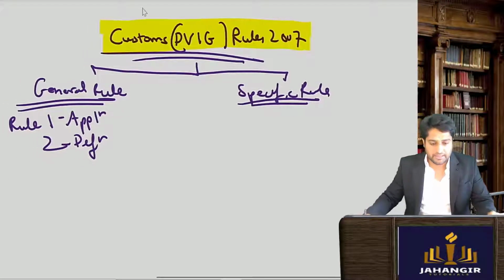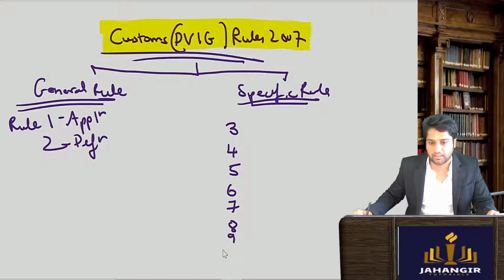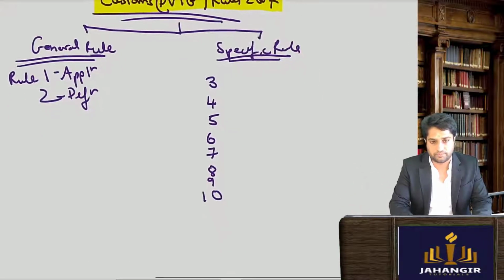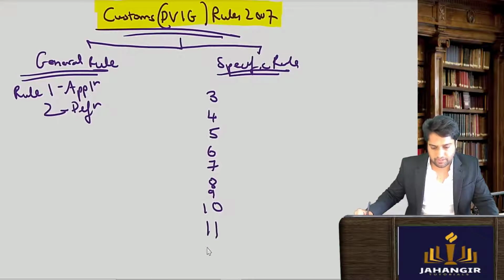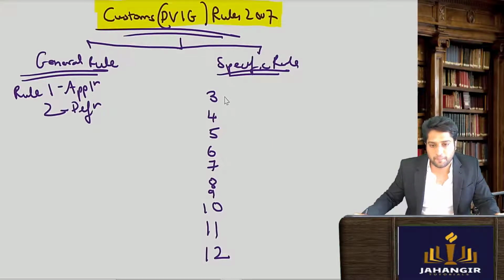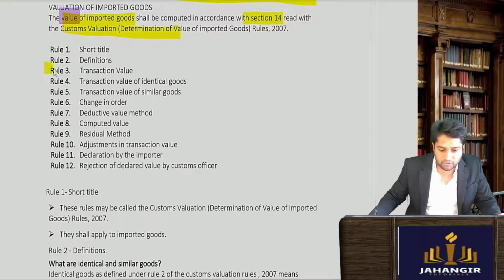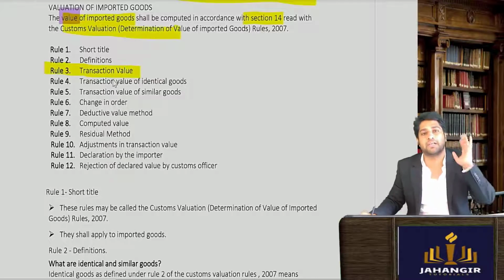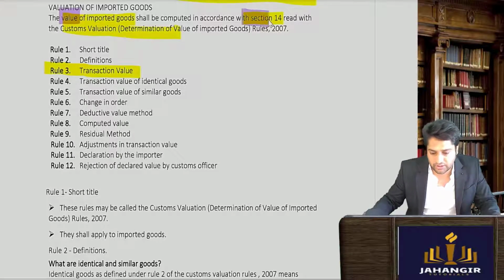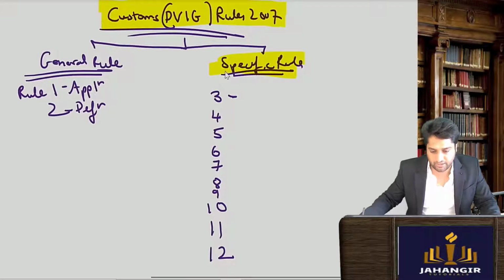So these two. Then come rule numbers 3, 4, 5, 6, 7, 8, 9, 10, 11 and 12. That's it, only 12 rules. The specific rules start from rule number 3. What does rule number 3 say? That the value will always be the transaction value, as we had read in Section 14. So rule number 3 says go as per the transaction value.